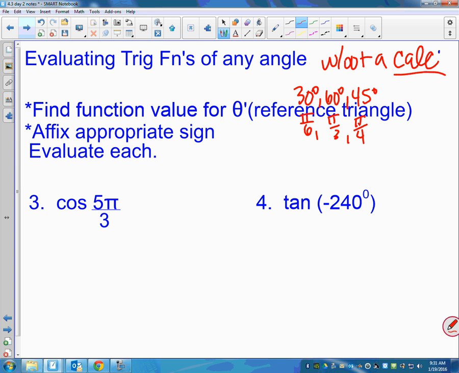So step one, find your reference angle. Step two is fix appropriate signs. That's what we talked about on Friday. In quadrant 2, the x is negative. In quadrant 3, both x and y are negative. So we're going to do one of those. And then we can evaluate it using our special signs.